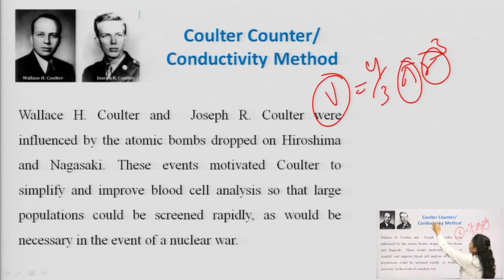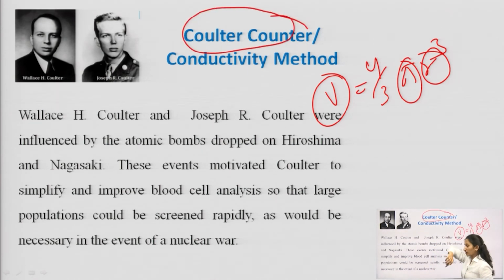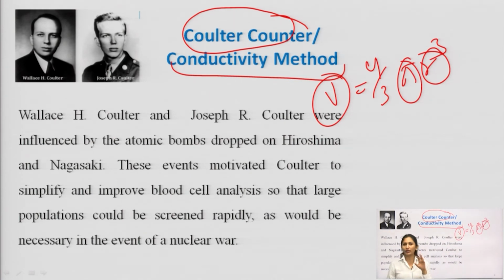Coulter is the name of the scientist who invented this Coulter counter experiment, and this is also known as the conductivity method. As you know, for the conductivity method, the solvent, the vehicle which is used for the dispersion or for the preparation of the suspension, should be a good conductor of electricity. Coulter and his brother invented the Coulter counter for the analysis of red blood cells, or red blood cell counting.